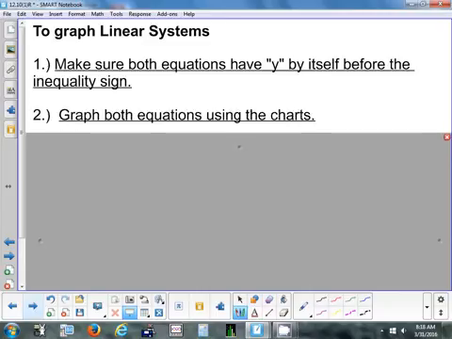Step 2, you're going to graph both. Remember, they're not inequations today because equations have equal signs. What are the things we're graphing called? Inequalities. Graph both inequalities using the charts we just went through. Figure out if it's a solid line or a dotted line. Figure out if you should shade above or shade below, except in the case where it's vertical, it's either left or right.